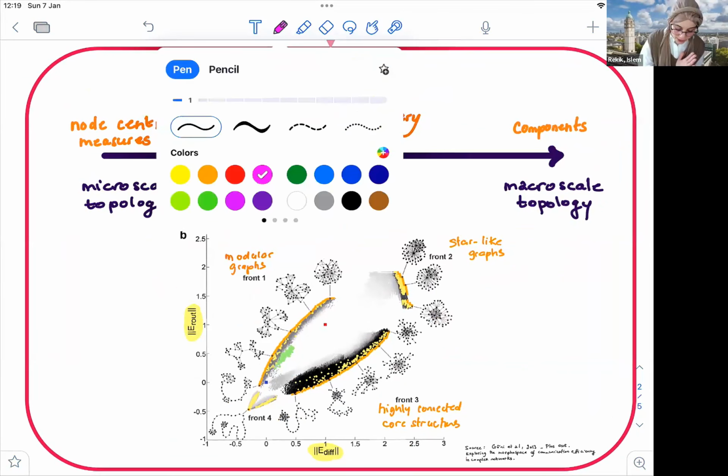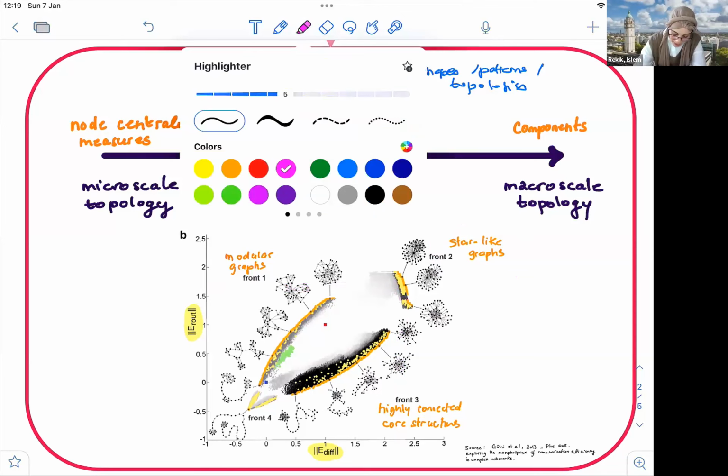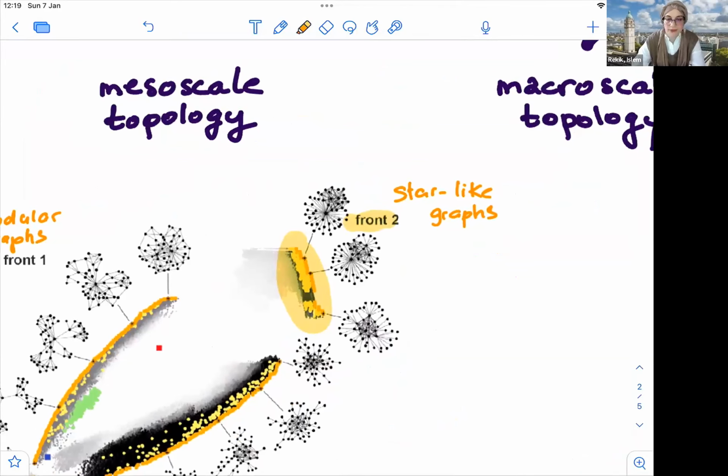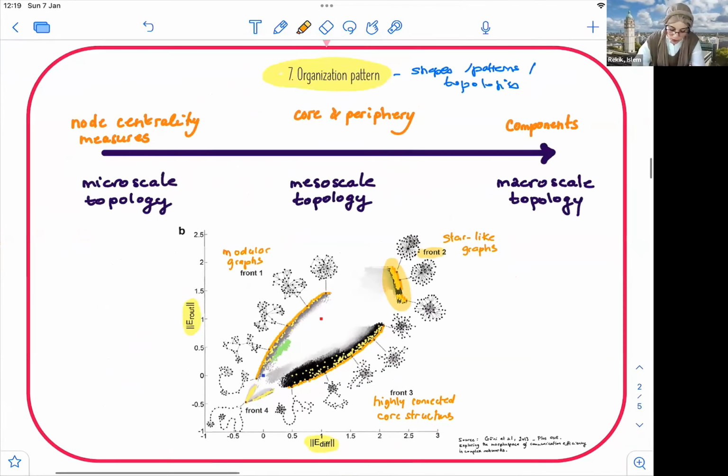So graphs have different shapes. They have different patterns, okay? They have different organizational topologies. And you can see here, for example, in terms of efficiency, the graphs that have the highest routing efficiency and the highest diffusion efficiency are the star-like graphs. The star-like graphs are the graphs that happen to be along this front 2 here. These are graphs where you have a central node and a bunch of peripheral nodes, or a central cluster and a bunch of peripheral nodes.